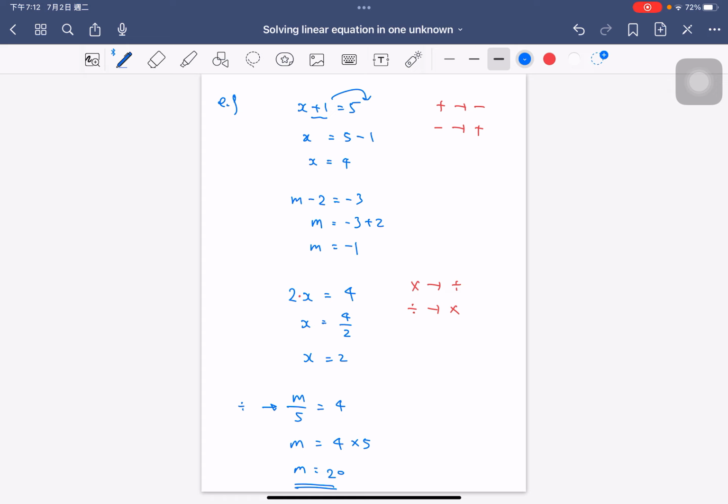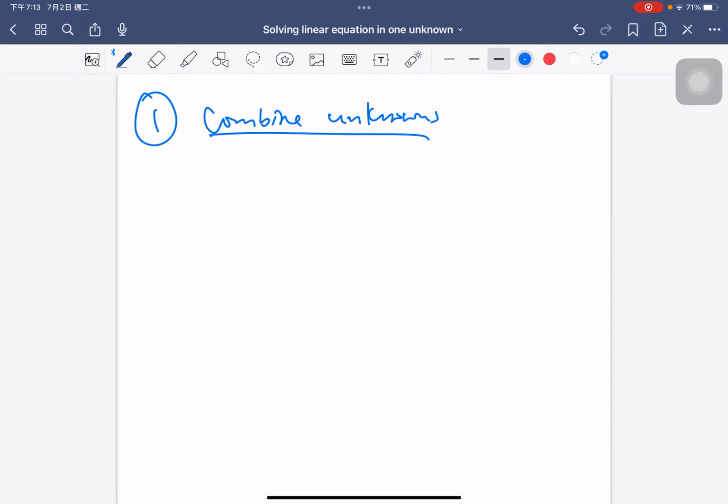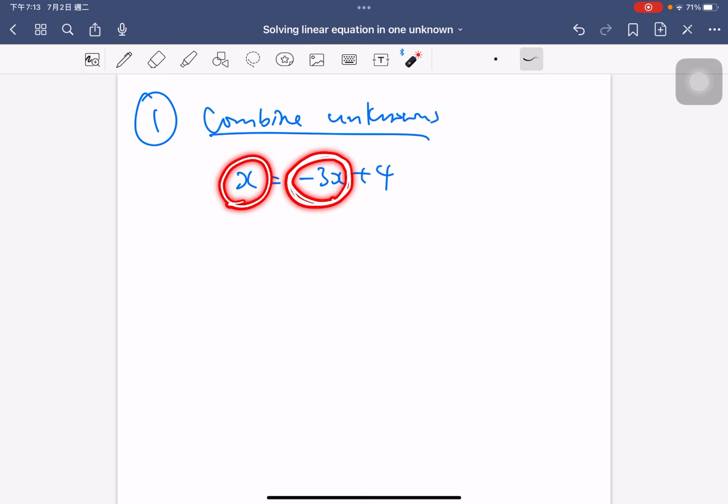Now you have 3 rules to use when you're solving linear equations. The first rule is called combining the unknowns. We try to put all of the unknowns, all of the letters, on the same side. For example, if I have x = minus 3x plus 4, you can see there's an unknown on the left hand side, but also there's an unknown on the right hand side as well. This means that we need to combine the unknowns together.